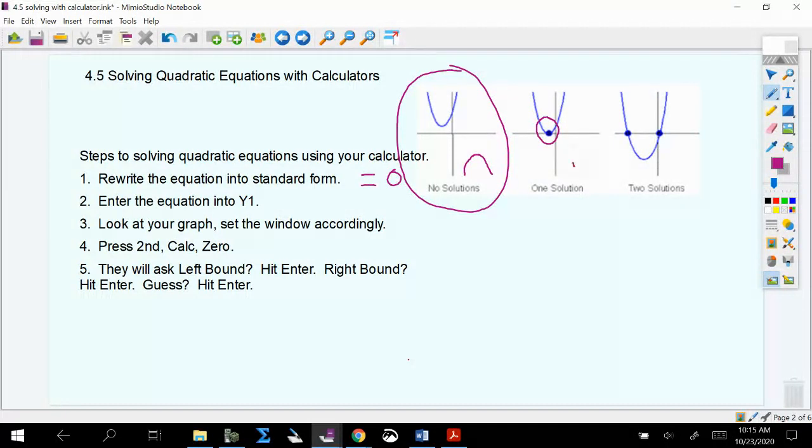It could look like this. It could also be upside down where the vertex just touches it like this, where you have that spot. That would have one solution. And then your last option is that it's a parabola that goes through the axis twice. So you have a solution the first time it goes through the axis, and you'll have a solution the second time. So those are your visual options that you're looking for to tell you whether they expect you to write one answer, two answers, or no answer.